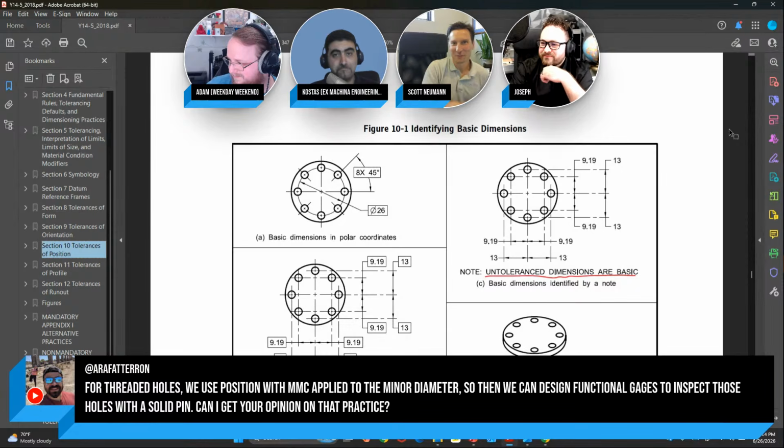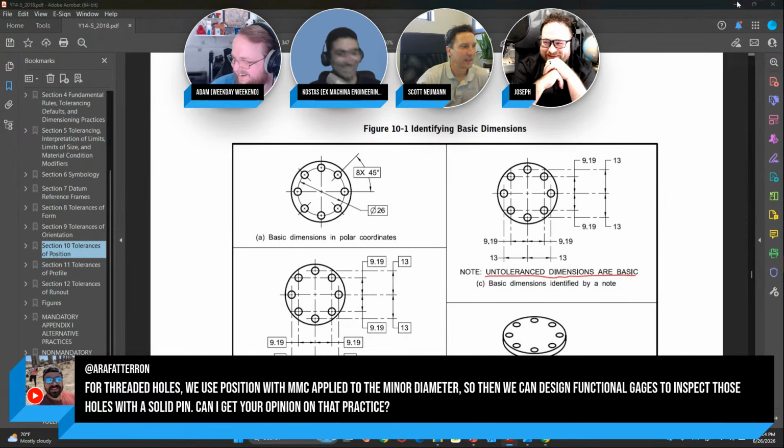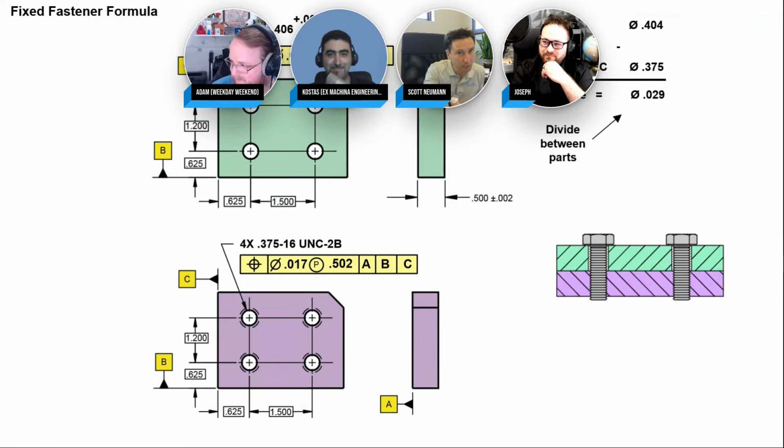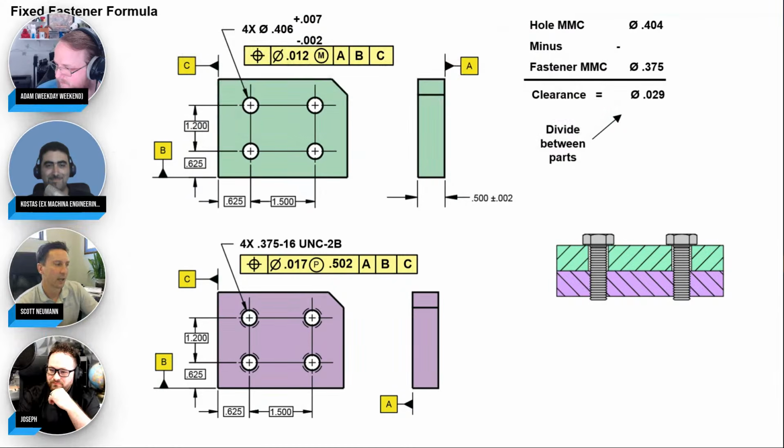Ooh, another controversial one that you're making me wade into. I am very much a functional guy. If it's not functional, it doesn't belong on my drawing. So what I would ask you is, is the minor diameter the functional thing, or are you just making a compromise to make it easy to inspect? And it sounds like you're making a compromise to make it easy to inspect.